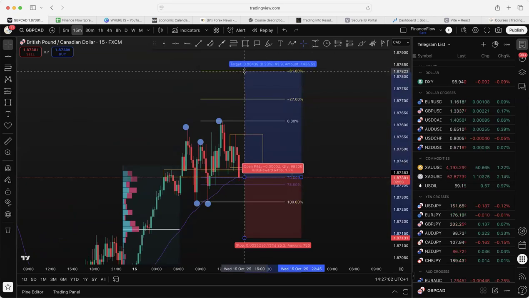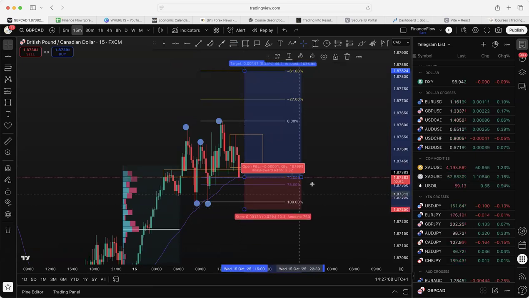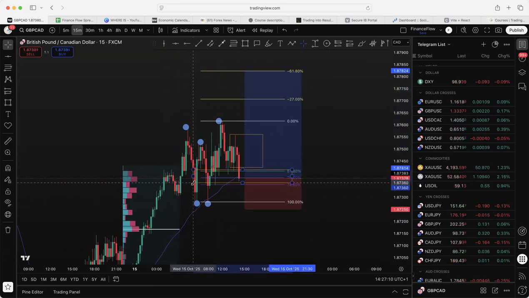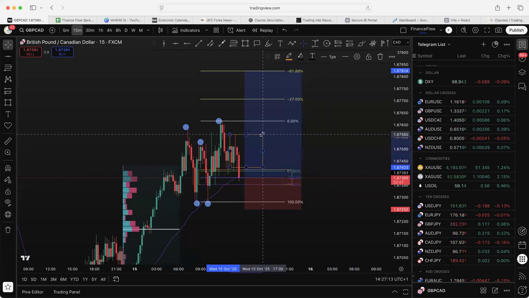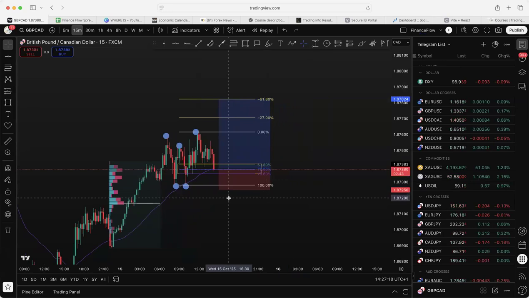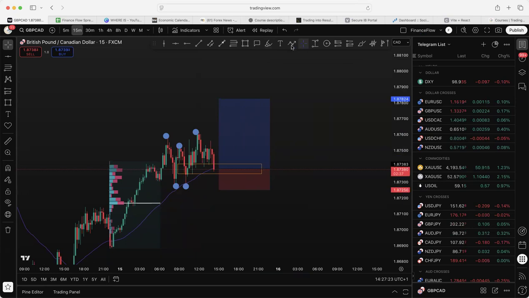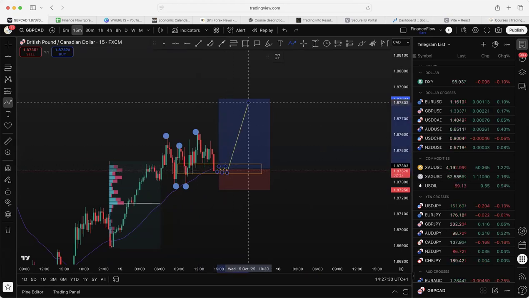GBP is pretty strong, right? And CAD is pretty weak. So I don't see why, if this area here holds, we wouldn't continue to the upside here. So let's wait and see how this one pans out. But I would be looking for something like this. I'd want to see this movement happen on the 15 minute and then see this move here. So I'm going to post this as an example, but only if this holds.